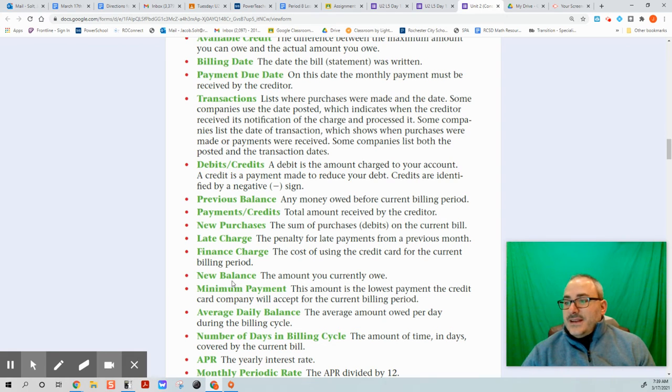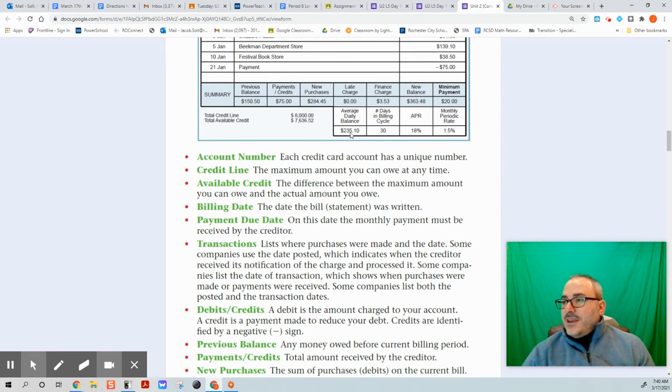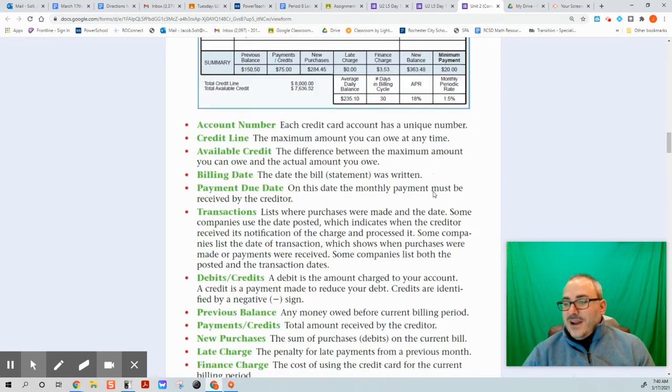Let's see. We did an average daily balance, the average amount owed per day during the billing cycle. We spent a lot of time calculating average daily balance manually. Here it is done by the credit card company. It's on your statement. This is the number they use to assess the finance charge, right? Which is based on the APR, which is based on the monthly periodic rate.